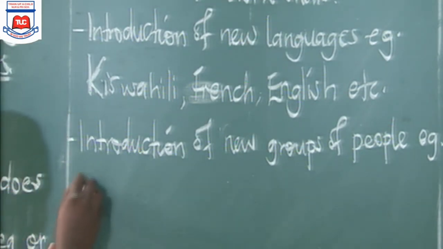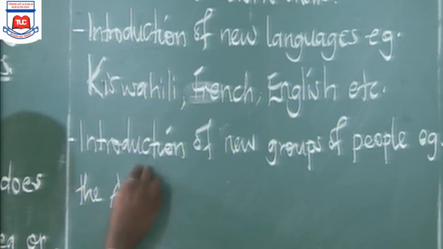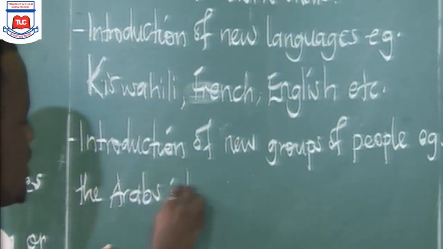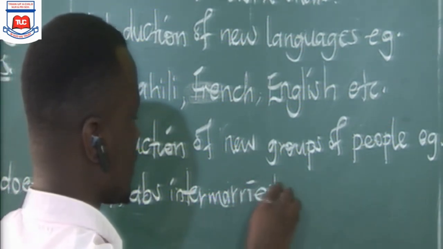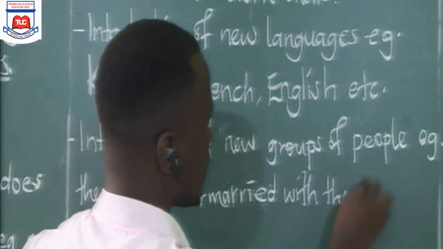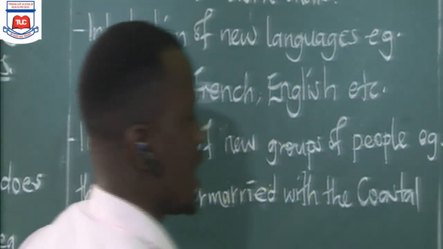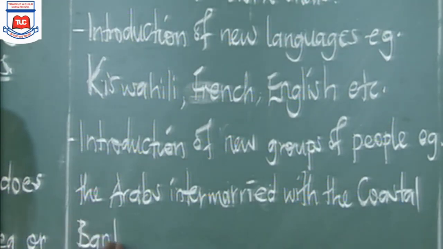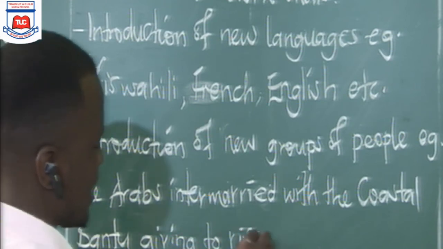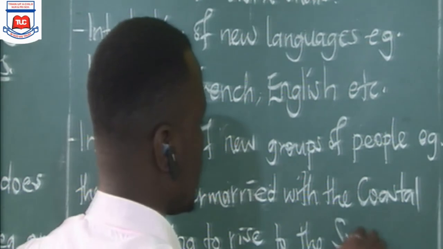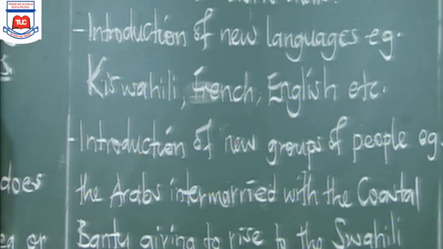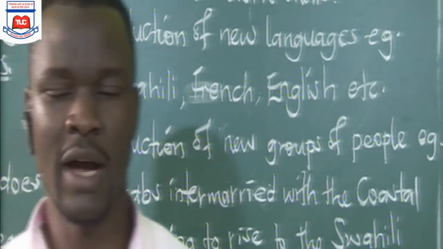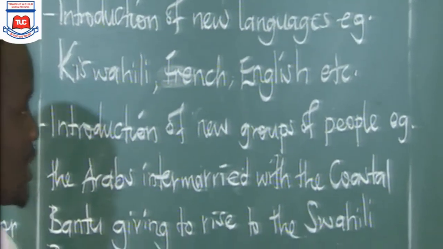So, for example, we have the Arabs. Arabs intermarried with what we call the coastal Bantu, giving rise to the people that we call the Swahili people. So this is what we needed to have understood as we are continuing with our lesson.